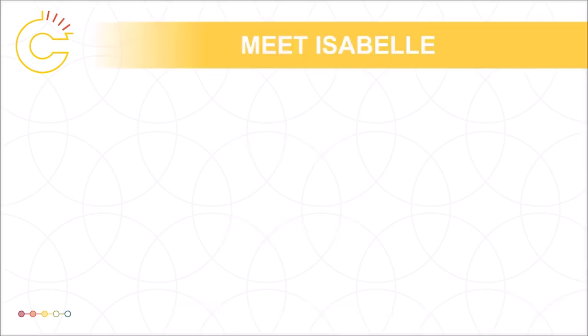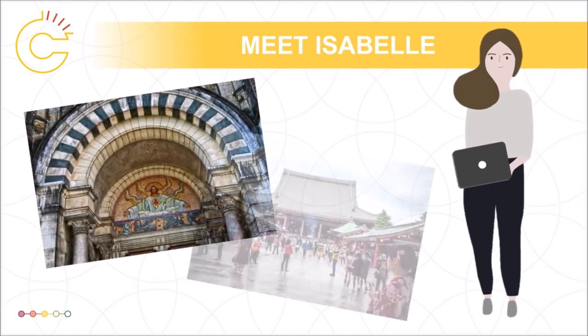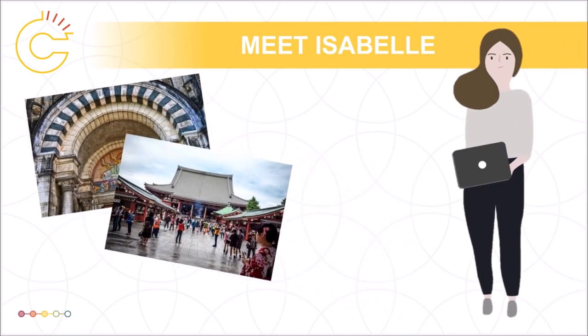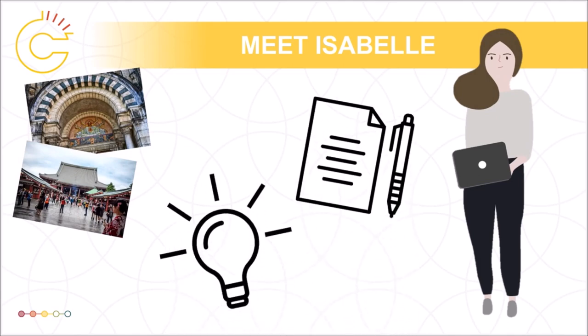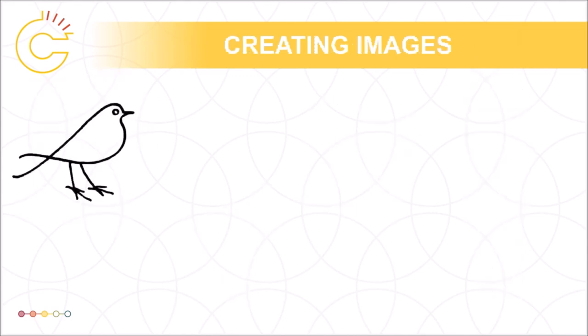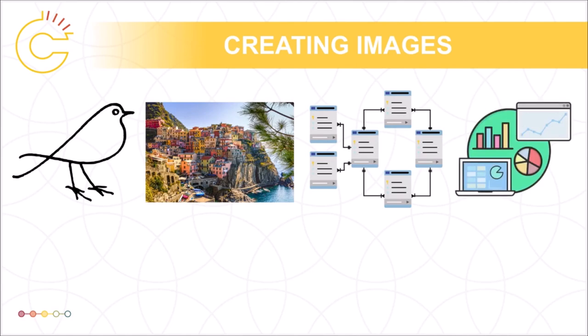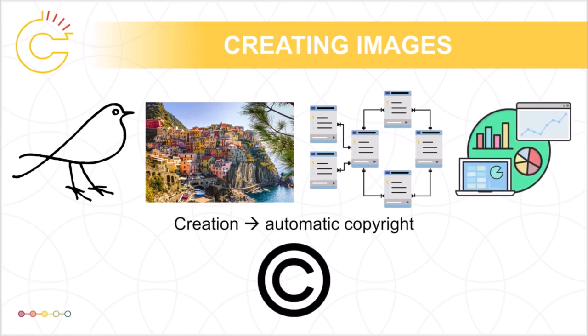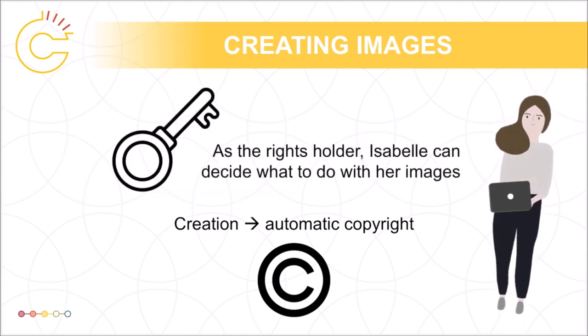Let me introduce you to Isabel. In Isabel's work, I'm researching visual culture. She writes a number of papers and articles. She often likes to add visual elements to support the ideas and concepts that she is expressing. Just makes things clearer, you know? She draws images, takes photos, and creates tables, graphs, and charts. As soon as Isabel creates any of these images, they are automatically protected by copyright. They are? And, as the sole rights holder, Isabel can essentially do whatever she wants with them.